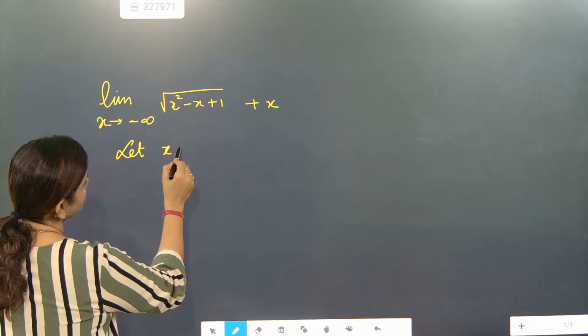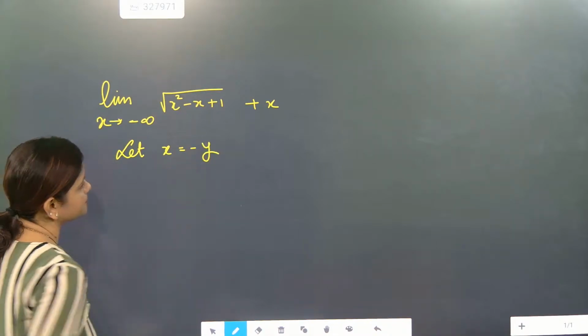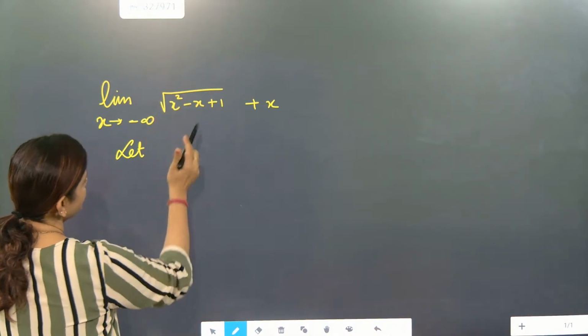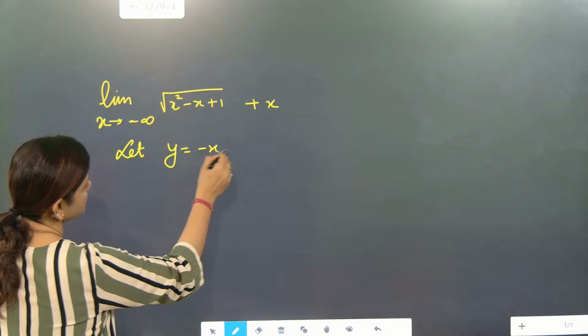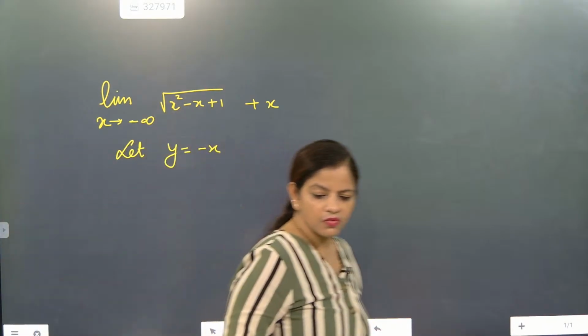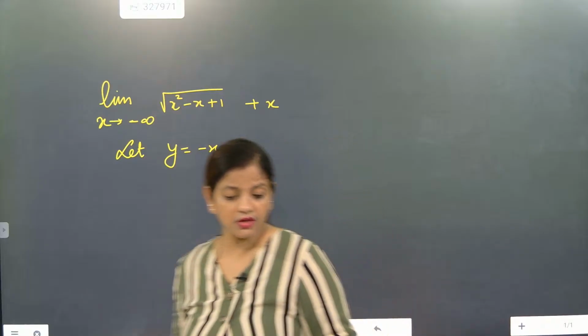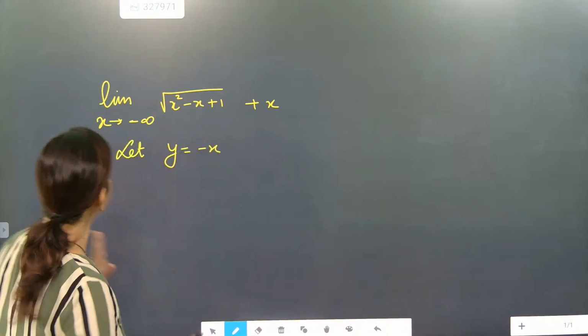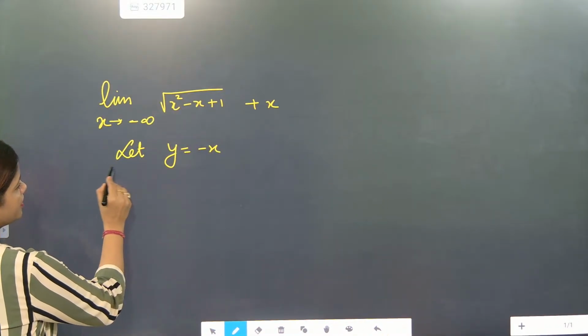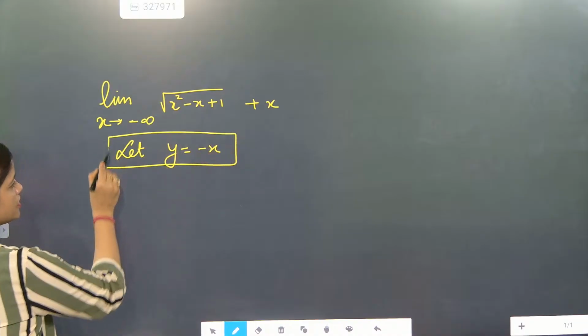X will be equal to minus y. Sorry, y will be equal to minus x. That's it. We took y is equal to minus x. So wherever x is there, that part will change now. Now here, we have assumed this one. Now this will change everything.